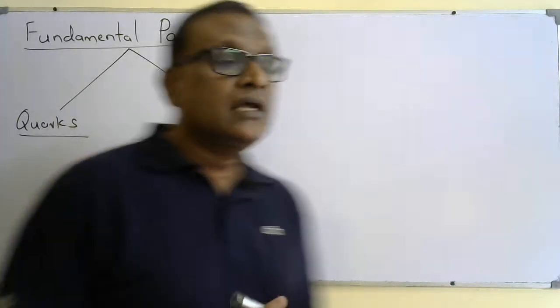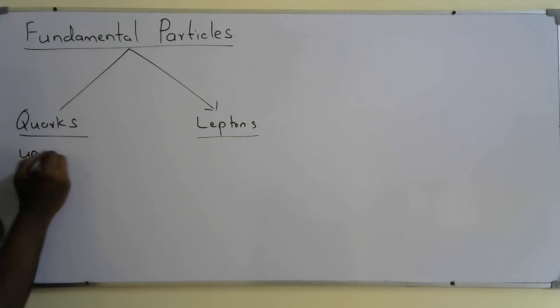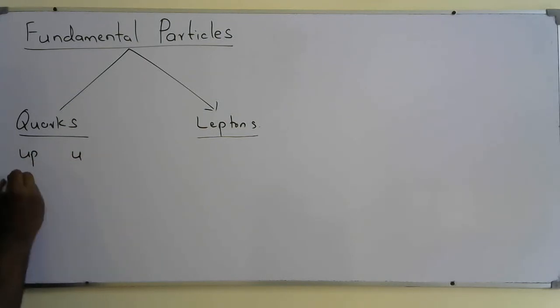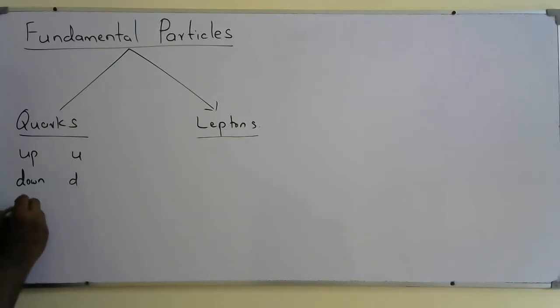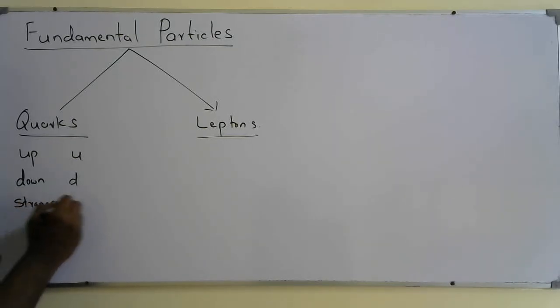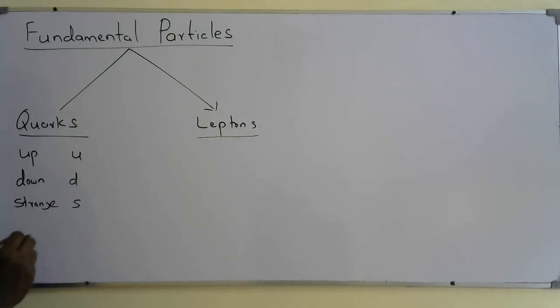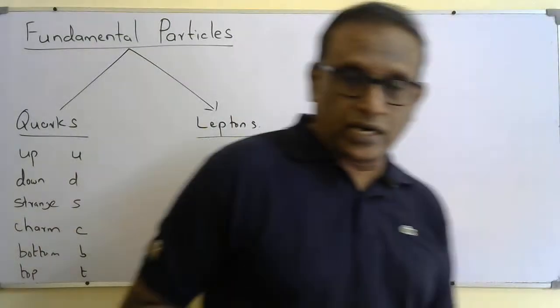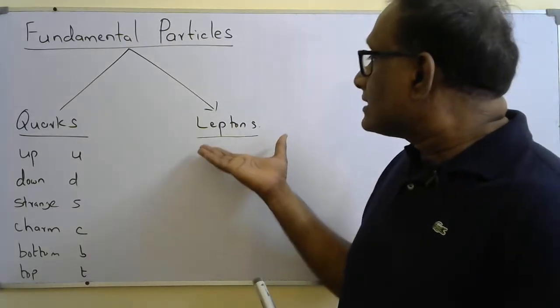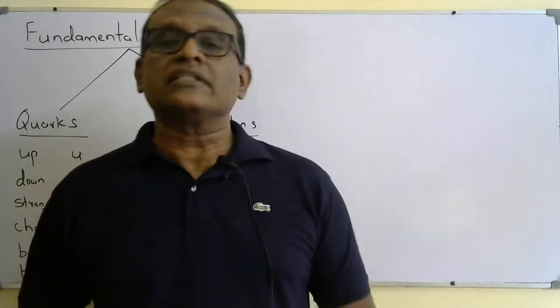They are up quark, notation U, down quark, D, strange quark, S, then charm quark, bottom quark, and top quark. These are the 6 different types of quarks. In the same way, there are 6 different types of leptons they identified.